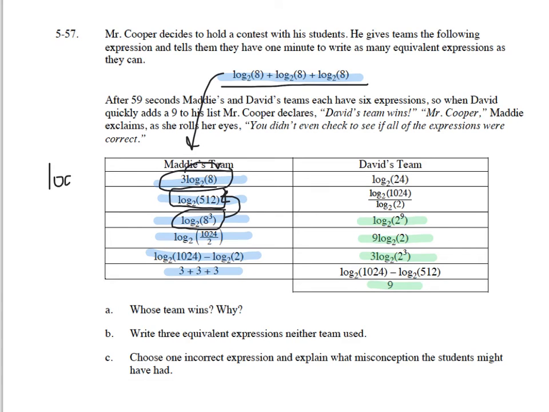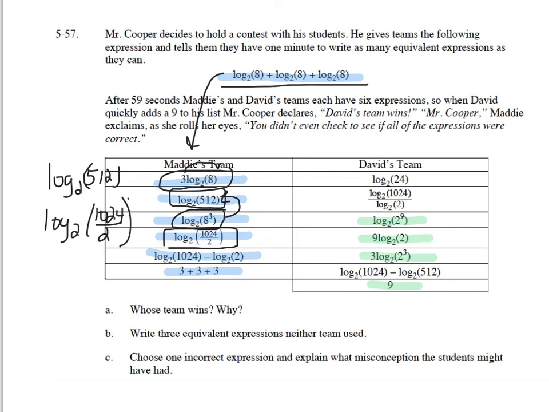So log base 2 of 512. 512 is 1024 divided by 2. So that makes the next statement true.